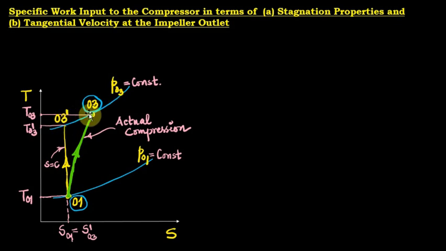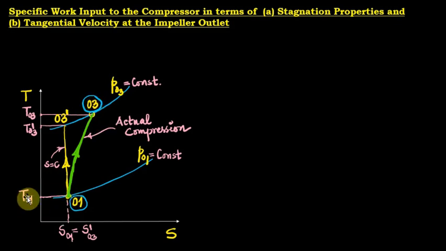That is, the stagnation pressure corresponding to state 3, P03, is the same as in the isentropic process. If the process had been isentropic, then the stagnation pressure at 0,3 dash, P03 dash, is equal to P03, but the temperatures are different. So we have isentropic compression 0,1 to 0,3 dash in terms of stagnation states, and actual compression 0,1 to 0,3.